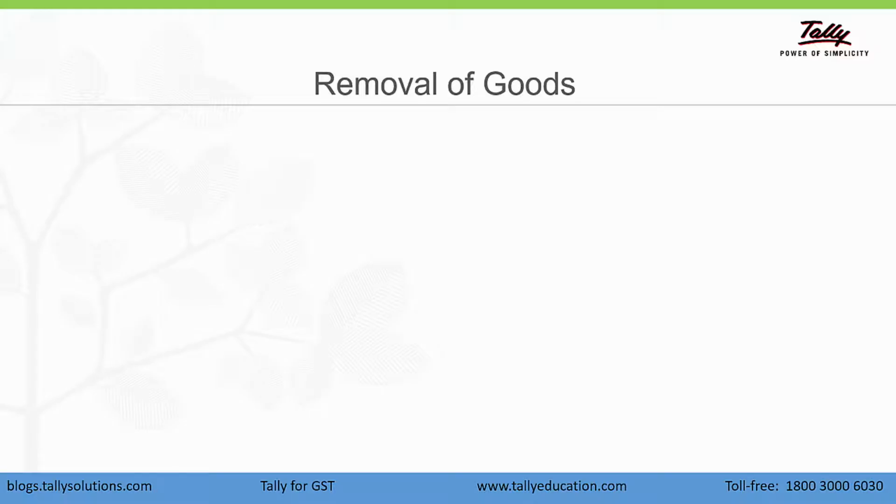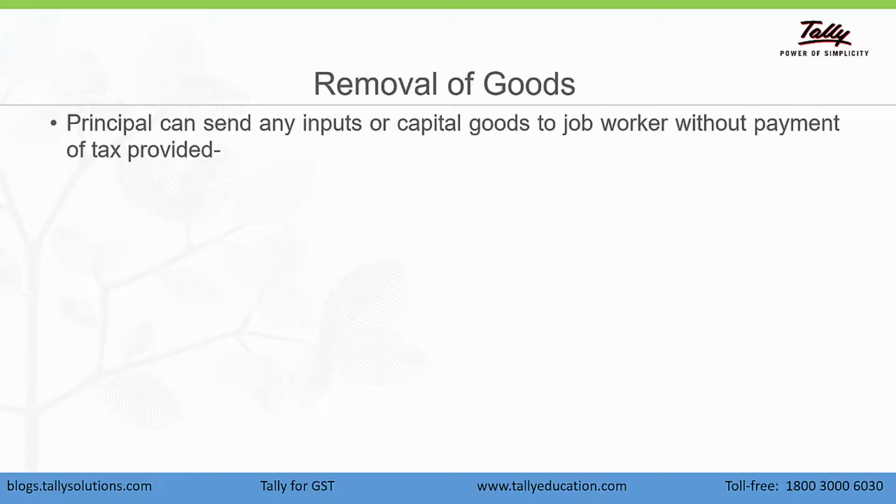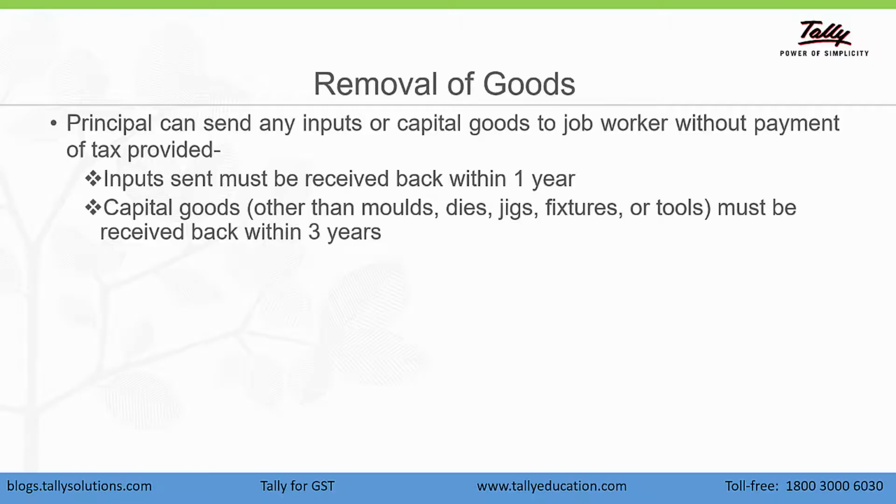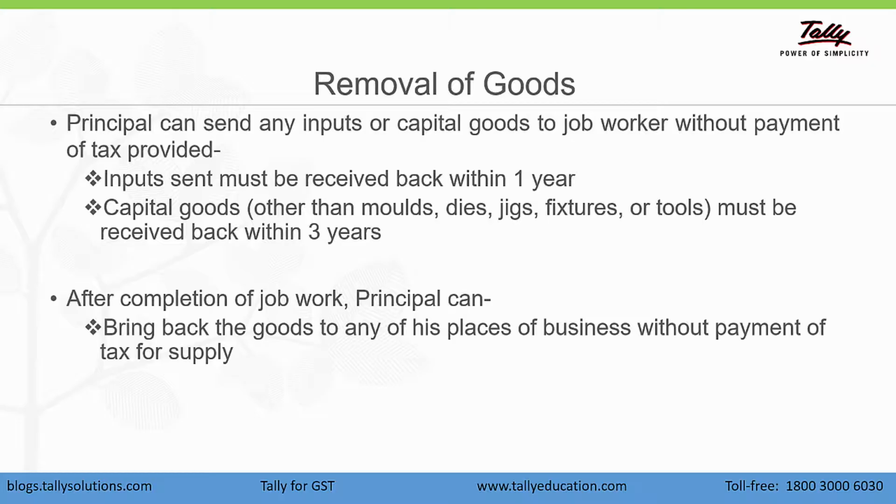First, we'll see the provisions with respect to removal of goods. The principal can send any inputs or capital goods to a job worker without payment of tax, provided inputs sent must be received back within 1 year from receipt of the goods by the job worker. In the case of capital goods other than molds, dies, jigs, fixtures or tools, they must be received back within 3 years.